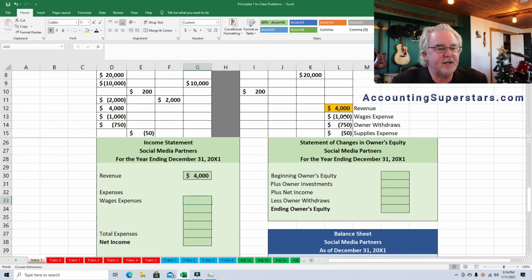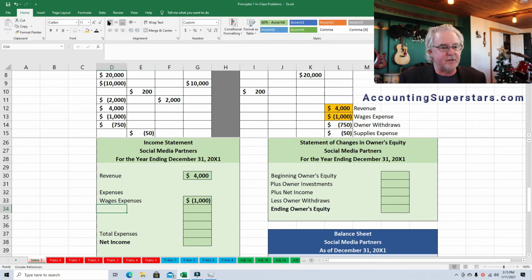Now we've got $1,000 wages expense right there, and it's listed as a negative. And it really doesn't matter if you list it on the income statement as positive or negative because everybody knows we're going to subtract away the expenses. So I'll keep the positive and negatives the same so people don't get mixed up. But this negative 1,000 is going to go right over here, negative 1,000.